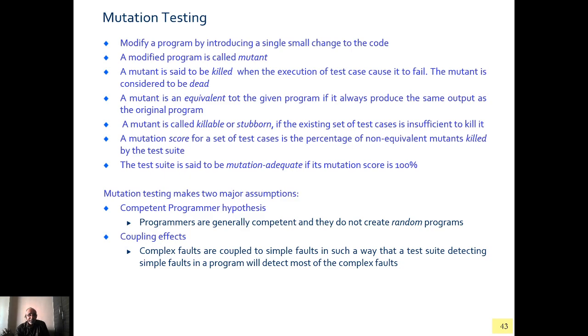A test suite is said to be mutation adequate if the mutation score is 100%, meaning the effects of seeding the faults or making the changes are not that great. So a mutation score of 100% is acceptable. Live and dead mutants, equivalent mutants, stubborn mutants, right? These are the terminologies you should remember.